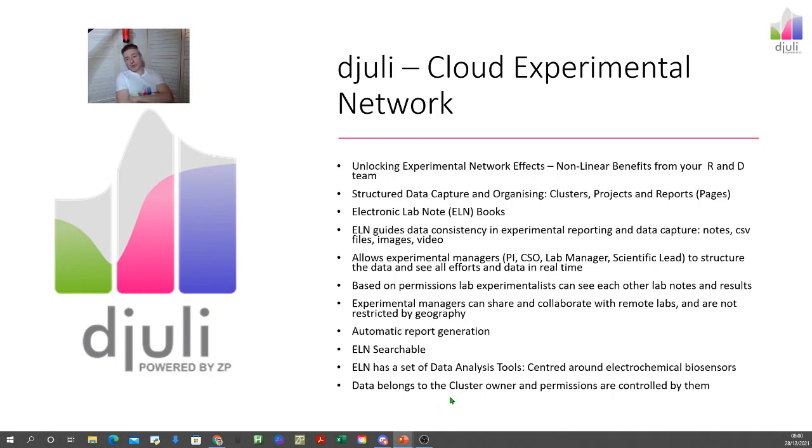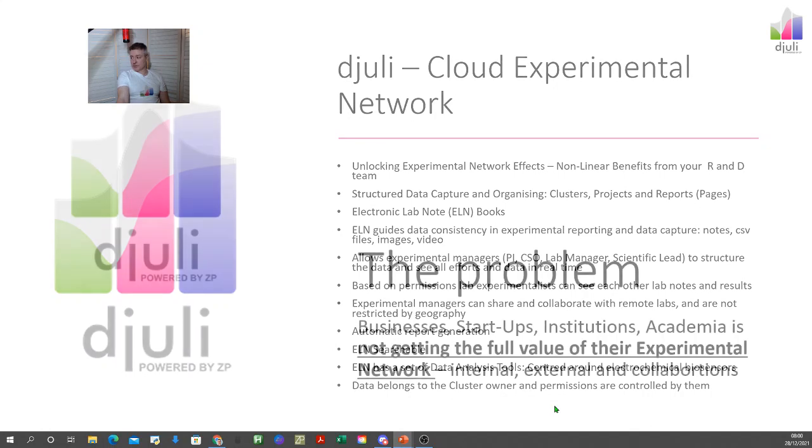What's really important as well is that the data belongs to the cluster owner, and the permissions are controlled by them. There's a certain amount of custodianship, where, who owns the data, where is the data. So custodianship is really important, especially in startups.